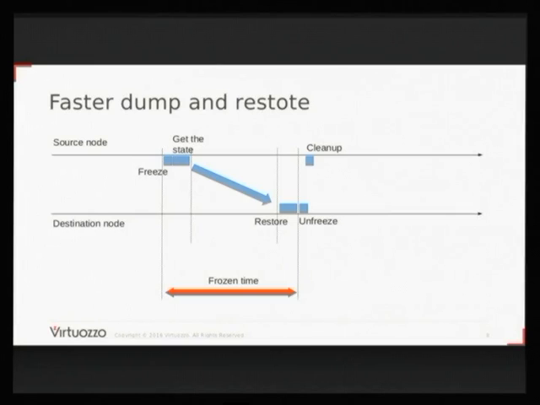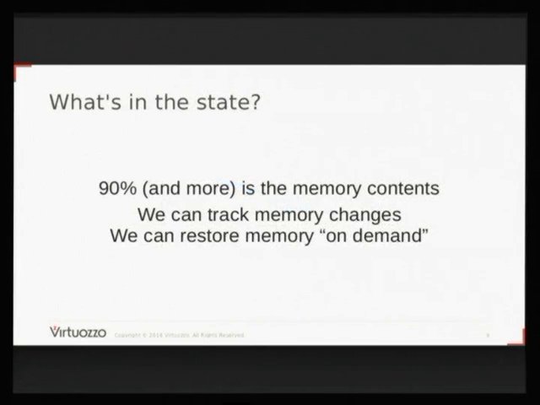The biggest portion of this frozen time is actually the time it takes for the state to be transferred from one node to another. In most of the cases we've seen so far, more than 90% of the state contents is the contents of the memory that processes use. It's not information about how many processes we have, what the open files are, or information about connections. All this stuff is less than 10%. It gets transferred within fractions of seconds. 90% is whatever data sits in the process memory. So if we can move the memory transfer out of the frozen time, we can shrink it significantly without even trying to optimize the save state and restore state stages.